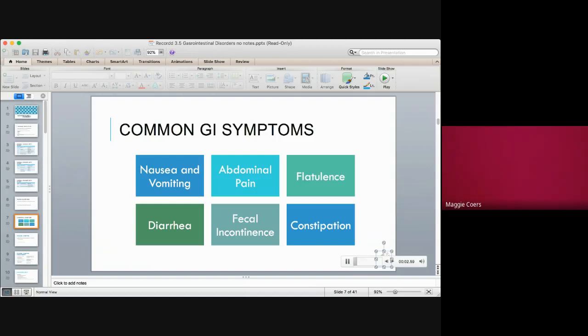All right, so these are the 6 main GI symptoms that older adults complain about. We're going to assess each of these to get as much information about them and then how to treat them. So we're going to talk about each one of these: how to assess and then how to treat these common GI symptoms.